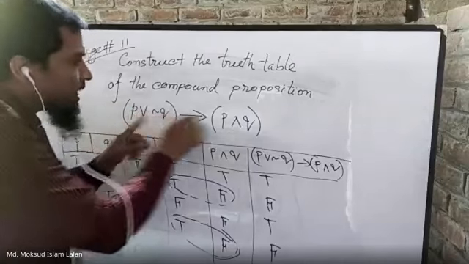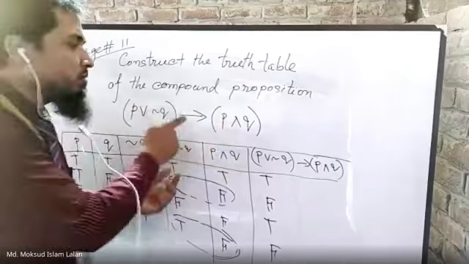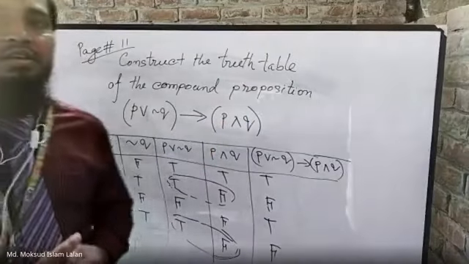But if there is P, Q, and R, then it will be increasing, right? Yes, sir, then it will be 2 to the power 3. 2 to the power 3 means 8. Yes sir, okay, I got it.